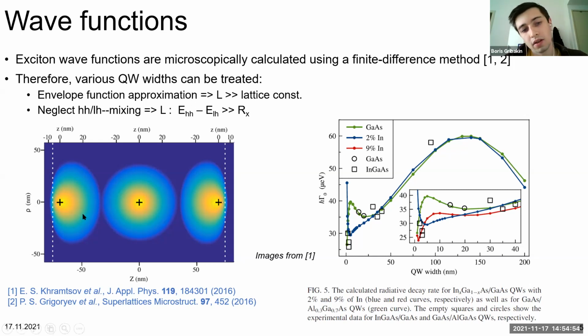So here's just a pretty picture of the slices of the exciton wave function in different parts of the quantum well. And here's a picture which showcases how well the oscillator strengths predicted by the theory are aligned with experiments.